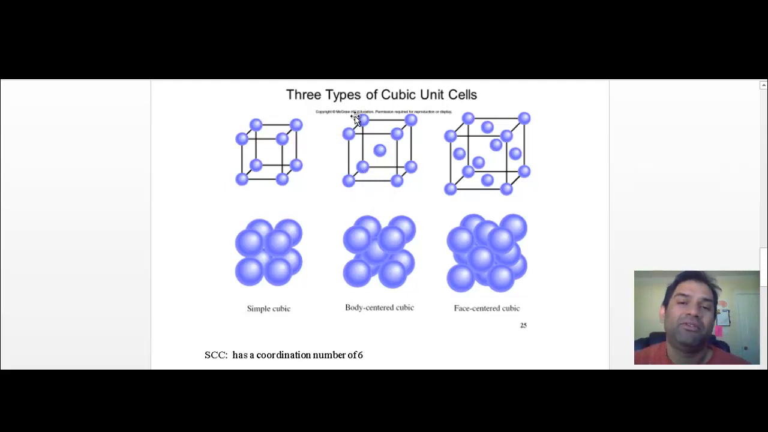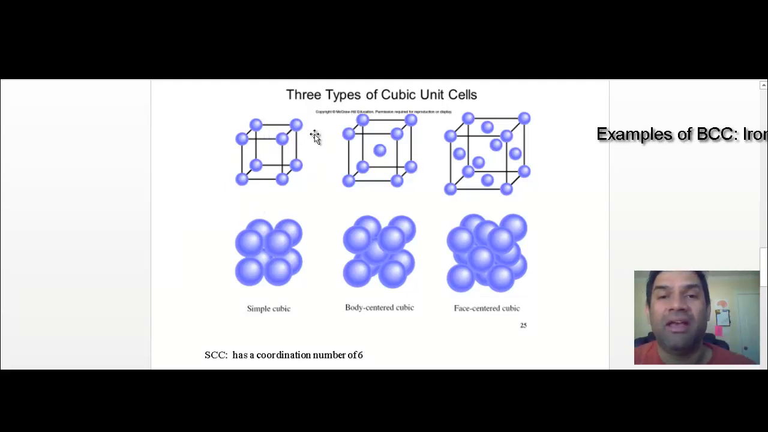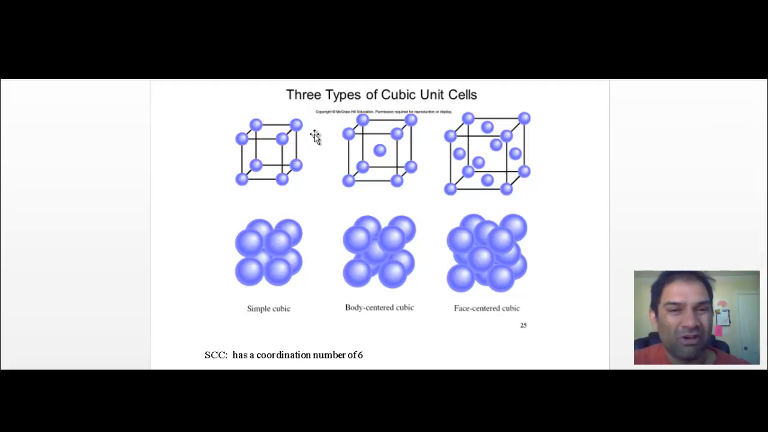Examples of face-centered cubic are going to be copper, nickel, and lead, according to the handout. Examples of body-centered cubic, remember there's going to be two atoms in the unit cell, that's going to be iron in your lab. And then simple cubic, there's no example that you're going to have in this lab.